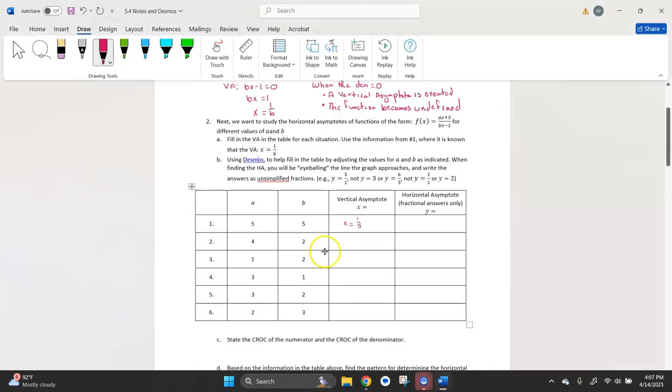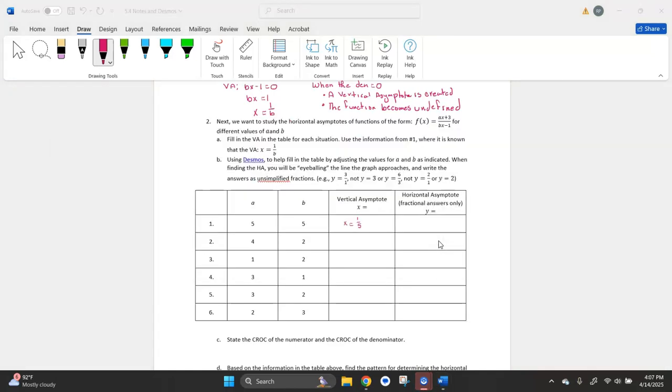If we go back to the instructions, you're just eyeballing the line that the graph approaches, and you want to write it as an unsimplified fraction. If you get y equals 3 over 1, that's what you want to write, not y equals 3. Same thing with y equals 6 over 3. You want to write that, not 2 over 1 or 2. So you want to leave it as an unsimplified fraction, even if the denominator is 1, or if the fraction itself can be simplified. You're going to go through and fill each of these in by simply eyeballing them.